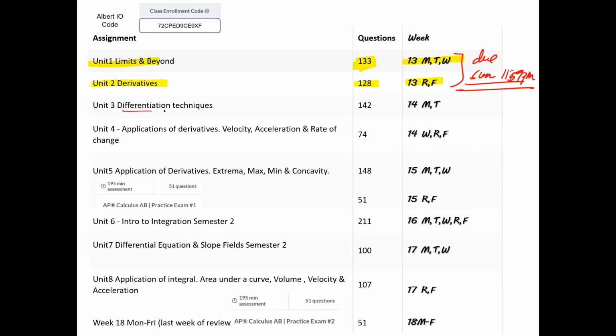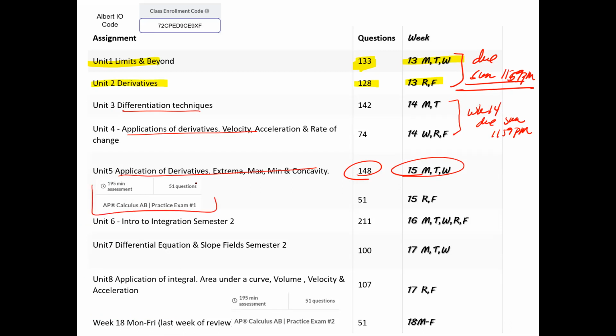And then, of course, Unit 3 is differentiation techniques. Unit 4 is applications of derivatives. This is week 14, which is due by Sunday, 11:59 p.m. of week 14. And then week 15 is going to be the applications of max and min. So you're going to focus on that on Monday, Tuesday, and Wednesday.